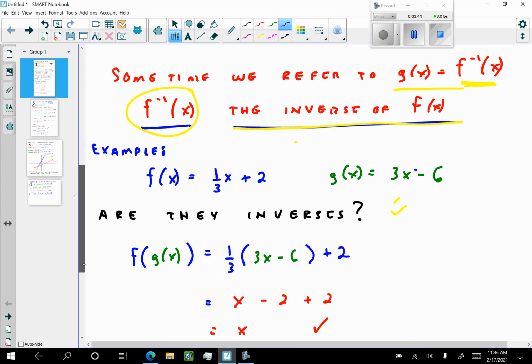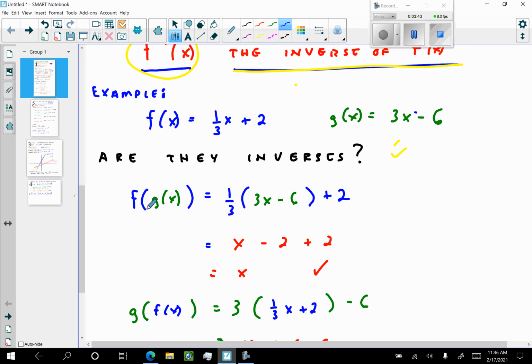Let's check it out. Okay, so f of g: wherever I see x in f, I'm going to put g. So I'm going to put g in this guy right here. So 1/3 times g plus 2. 1/3 times 3x is x, 1/3 times 6 is -2, plus 2 is x. Check, okay.